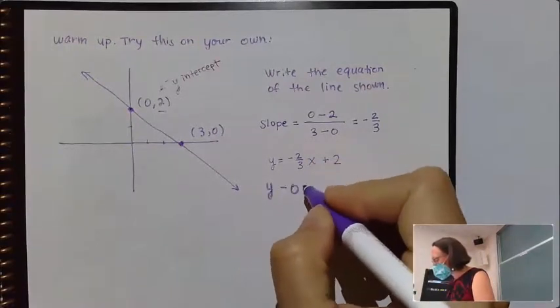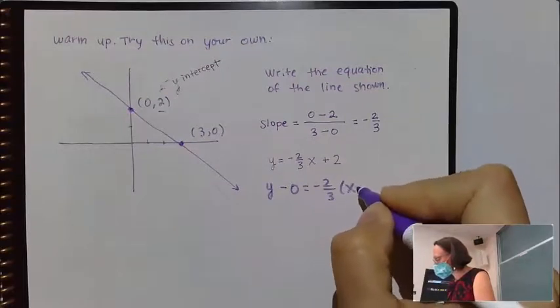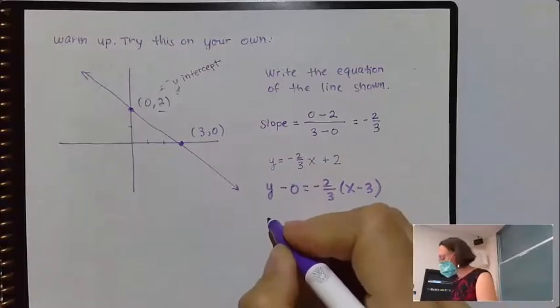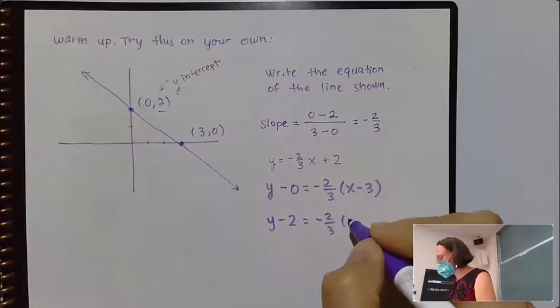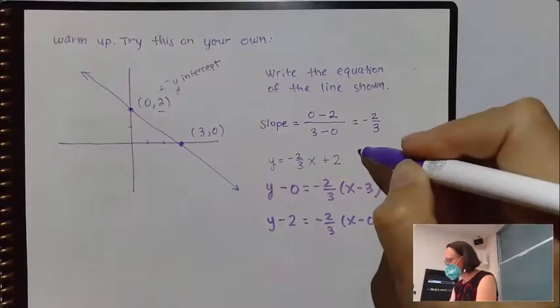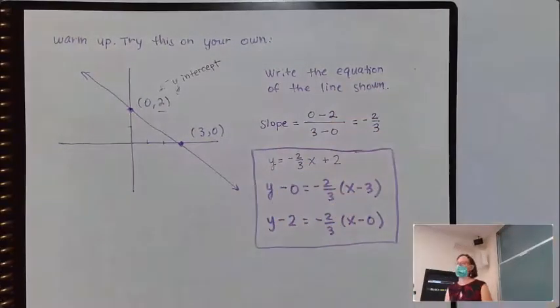I could have Y minus 0 is equal to -2/3 of X minus 3. Or I could also have Y minus 2 is equal to -2/3 of X minus 0. And you do not need to write all three of those equations, but all three of those equations would be totally fine for a final answer.